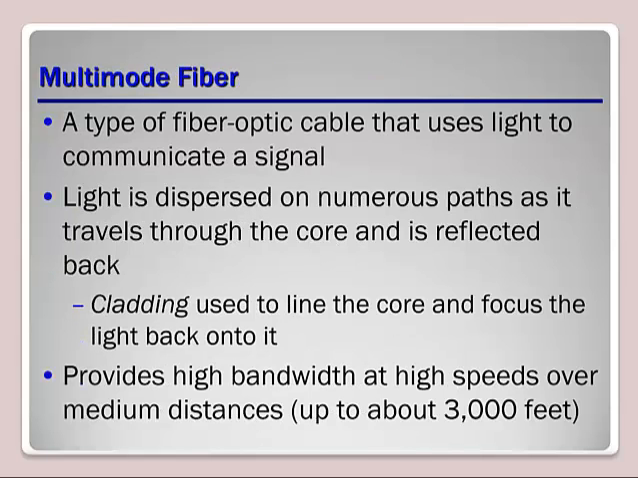All right, so there's multimode fiber. That's a type of fiber optic cable that uses light to communicate a signal. Light is dispersed on numerous paths as it travels through the core and is reflected back. A cladding is used to line the core and focus the light back onto it, and it provides high bandwidth at high speeds over medium distances, about 3,000 feet on multimode.